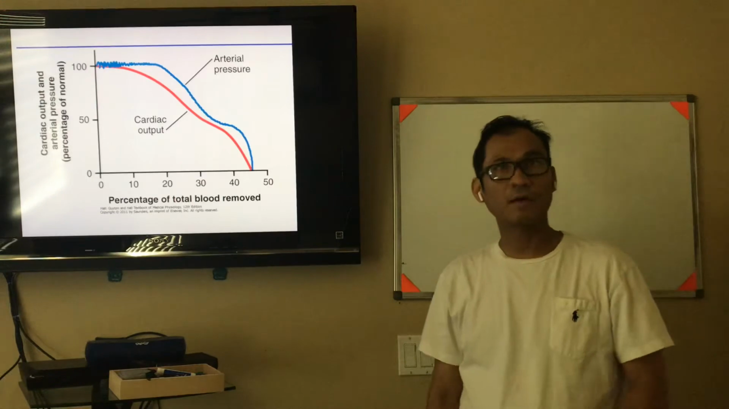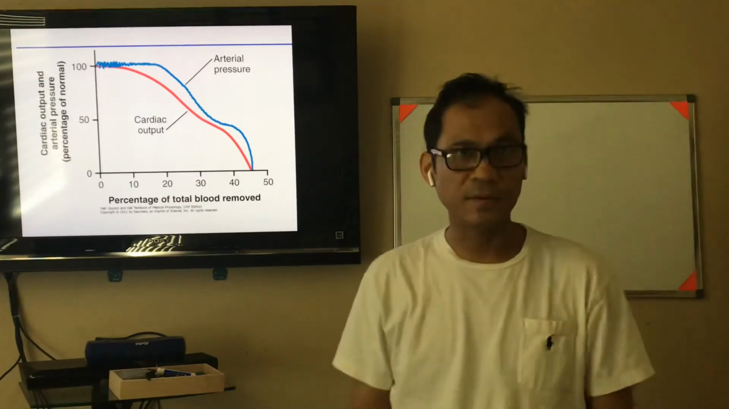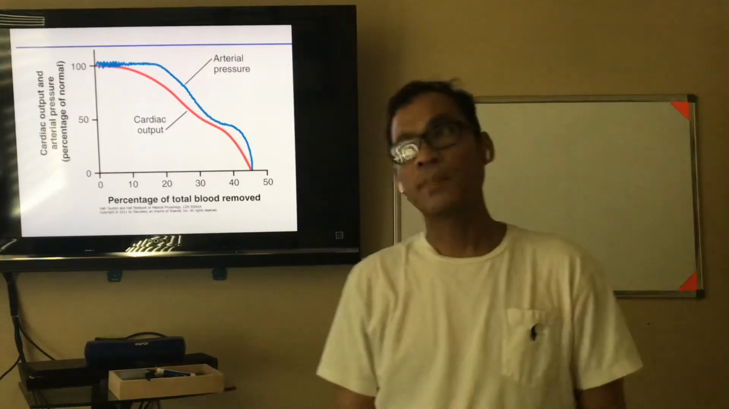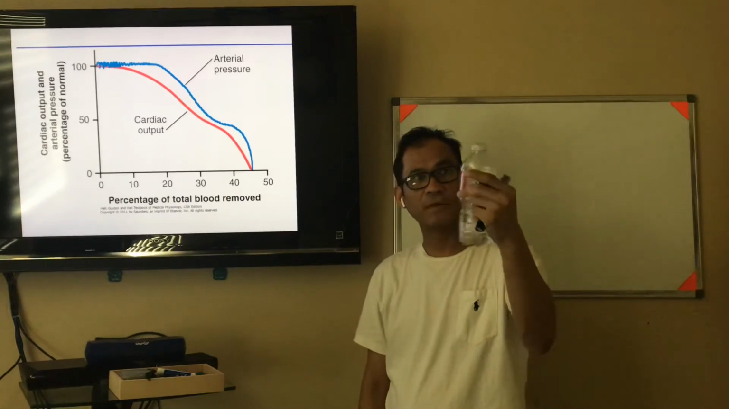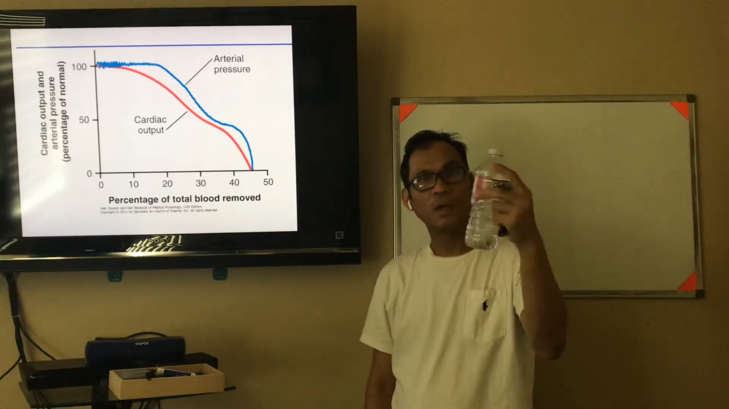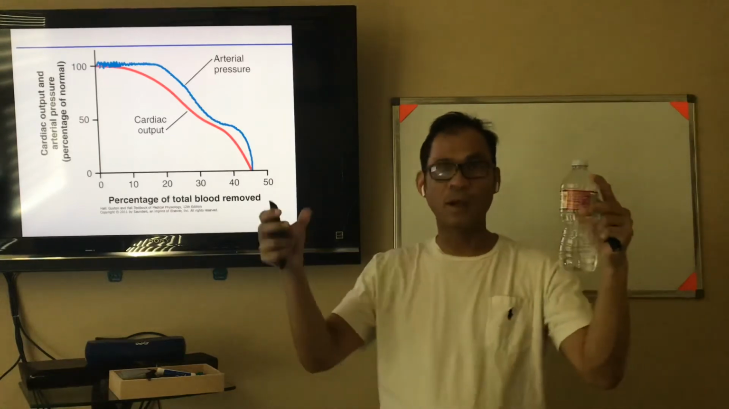Average blood volume is about 5 or 6 liters. So let's say 5 liters. 20% of 5 liters is 1 liter. Here's half a liter. So imagine a typical water bottle. Imagine 2 of these water bottles filled with blood.